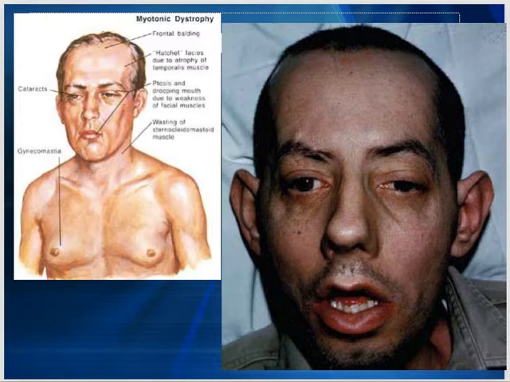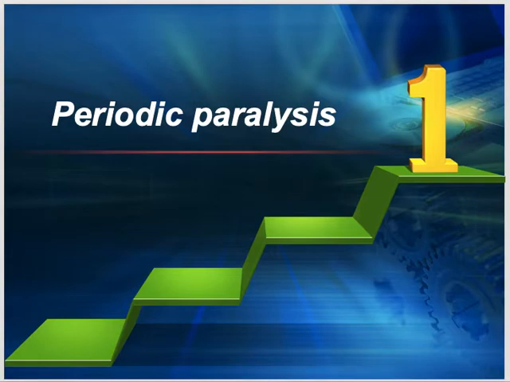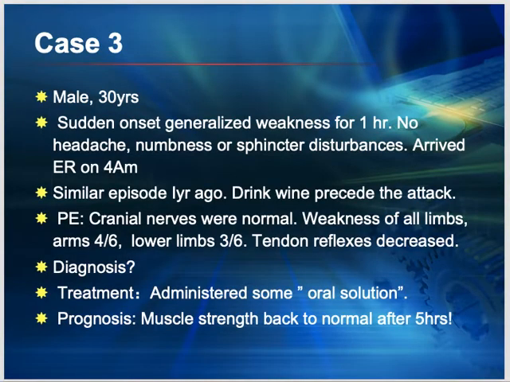Okay, so this is periodic paralysis, guys. As I told you, it's a channelopathy. You can see a male, 30 years of age, with sudden onset of generalized weakness for 1 hour. No headache, numbness, or sphincter disturbances. Arrived at 4 a.m. Similar episode 1 year ago. Drinking wine preceded the attack. Cranial nerves were normal. Weakness of all limbs, arms and lower limbs, tendon reflexes decreased. What is the diagnosis? Treatment was oral solution.